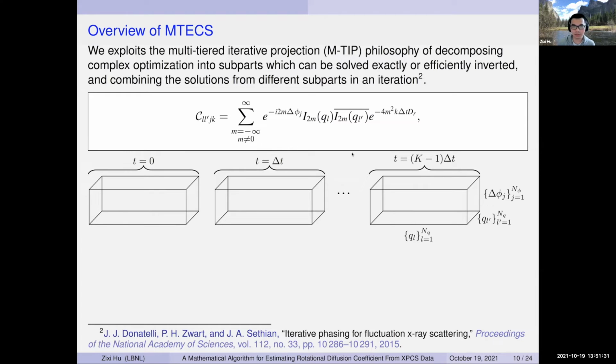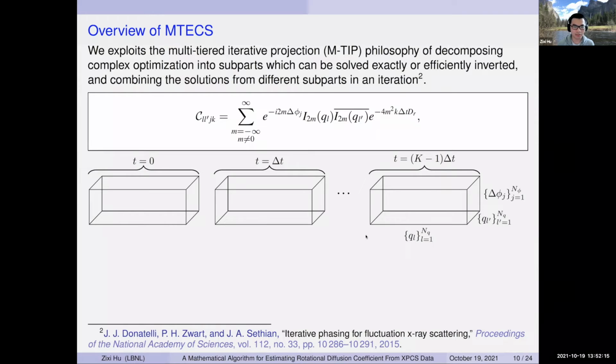Here we assume the cross-correlation function, the right-hand side of the previous result, is measured at Q_L, the Q prime in the radial grid, and delta phi in the angular grid, and then for K different lag times. Here we use the lag time starting from t equals 0 to t equals K minus 1 delta t, where delta t is the time difference between two consecutive images. Then for each lag time, we have an NQ by N phi data tensor. And then overall, all of these tensors form the input of our algorithm, a four-way data tensor.